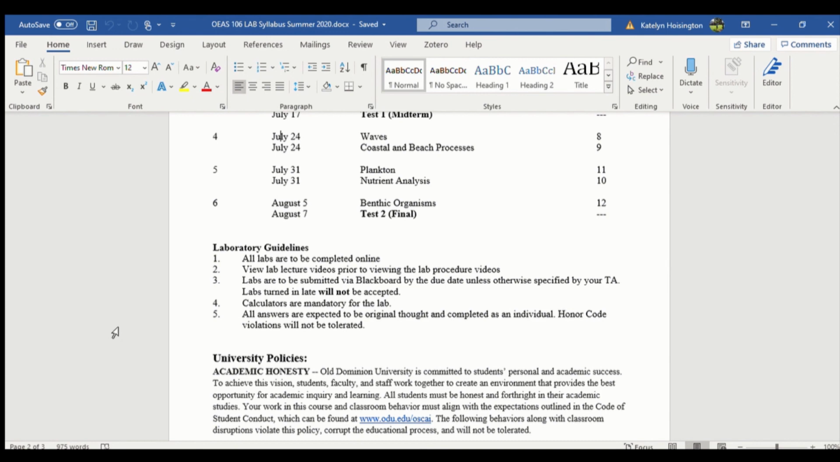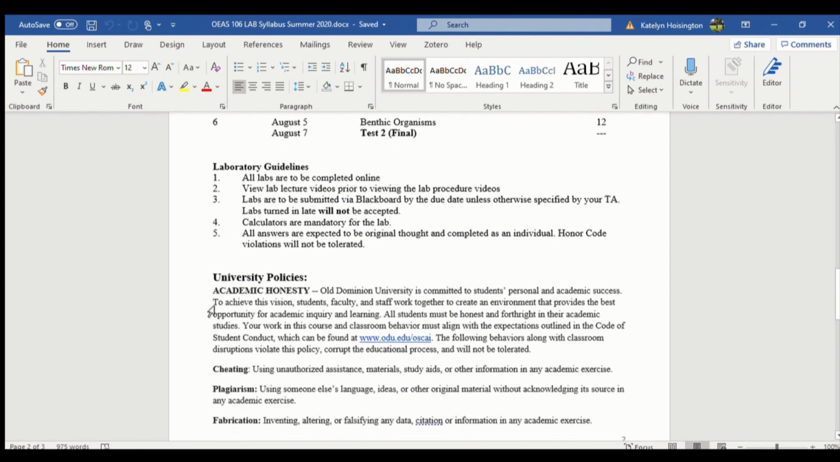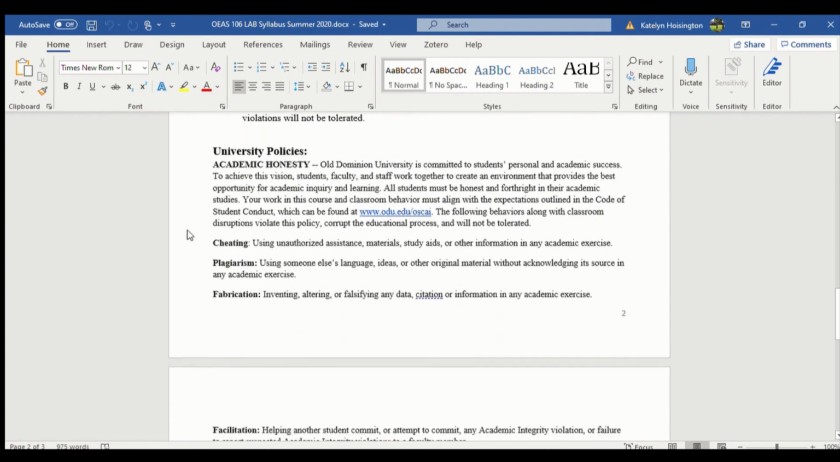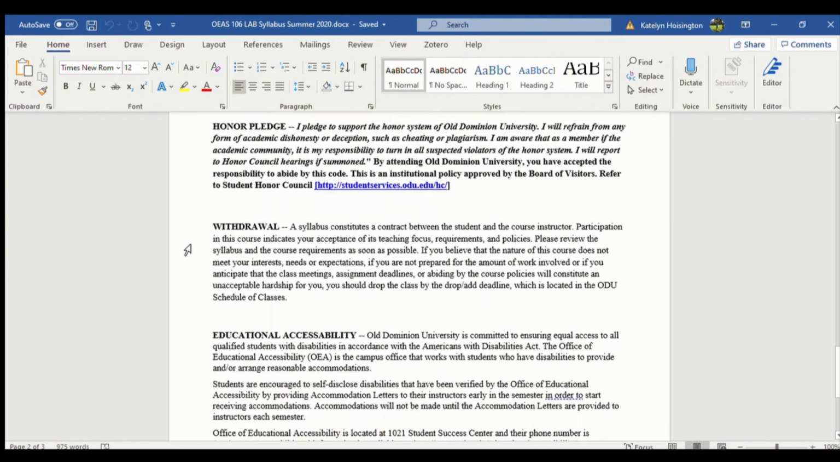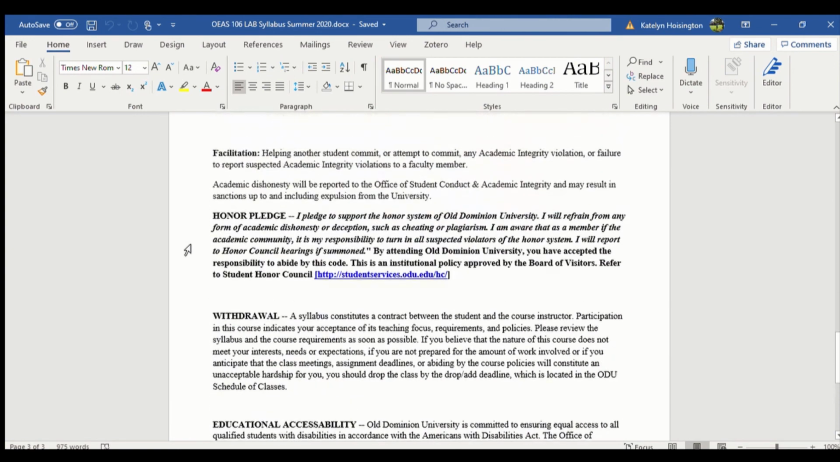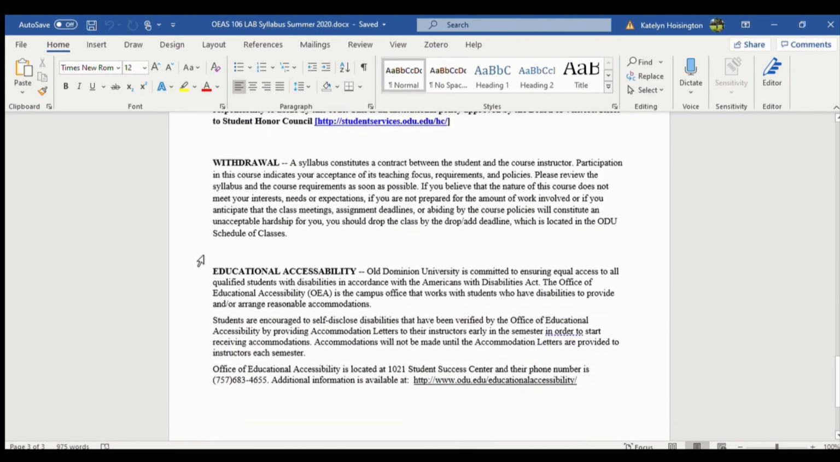You will need to use a calculator for this lab, and we will be abiding by the ODU honor code, so please make sure you understand that. University policies are all listed below, and let me know if you have any questions. If you do have any need for educational accessibility, please let us know as soon as possible so we can give you necessary accommodations.